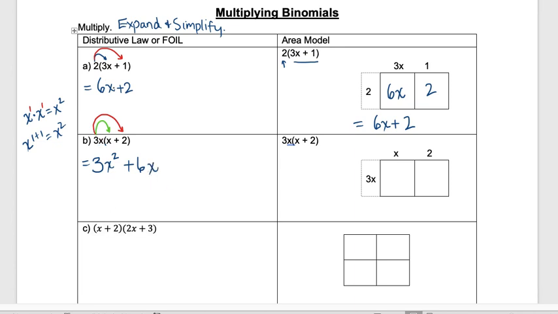All right, and then, just like above, always check to see if you can simplify. Can I add 6x plus 2 together? No, they're not like terms. Leave it. Can I add 3x squared plus 6x? No, leave it, okay? All right, here's the area model.